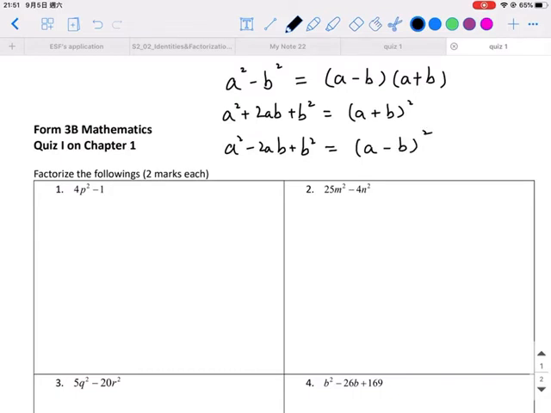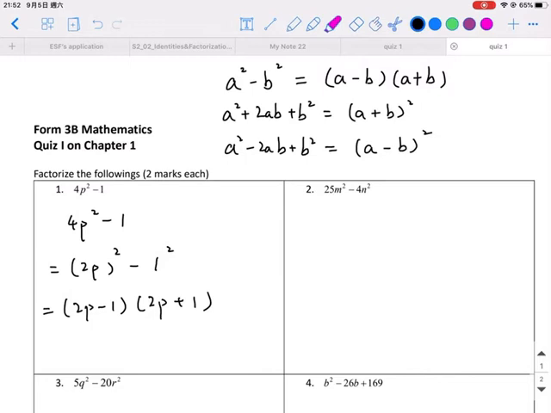For the first one, factorize the following. You need to copy the question first, and that means 4p squared equals 2p, bracket squared, minus 1 squared, and therefore it's 2p minus 1 and 2p plus 1. And you can skip the middle steps in the examination.